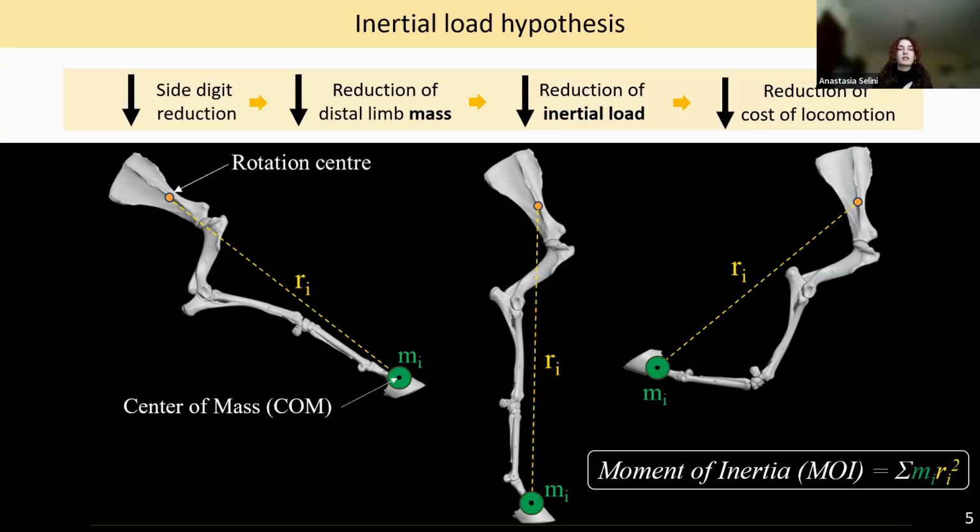But it is simpler to imagine that if we add weights at the foot or similar weights on our thigh, it is more difficult to swing our limb if the weights are more distally distributed. That is because the distance r is greater, and this is multiplied by the mass, and this distance r is also squared.